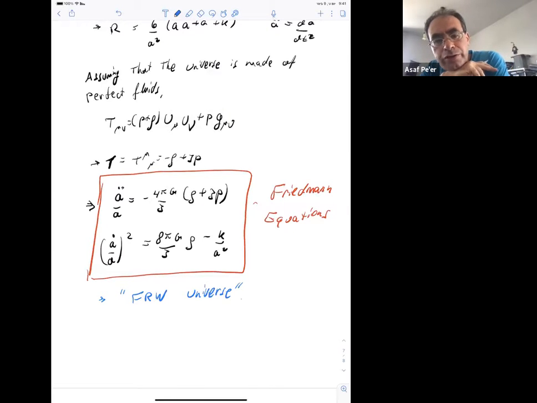So note that the evolution of the scale factor depends on three things, right? Apart from all the constants, it depends on the energy density, rho, on the pressure, and on the K, on the curvature of the universe.